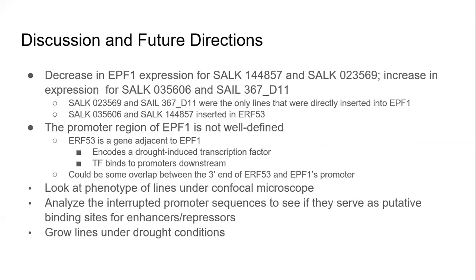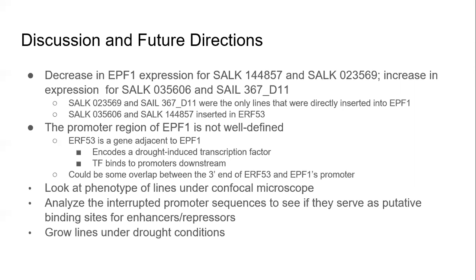The lines that were specifically affected concerning the decrease in EPF1 expression were SOC144857 and SOC023569. An increase in expression was found for SOC035606 and SAL367D11. However, it should be noted that 2 of the lines were inserted into the upstream gene ERF53, SOC035606 and SOC144857. The reason why we decided to test for ERF53 is that the promoter region of EPF1 is not actually well defined.